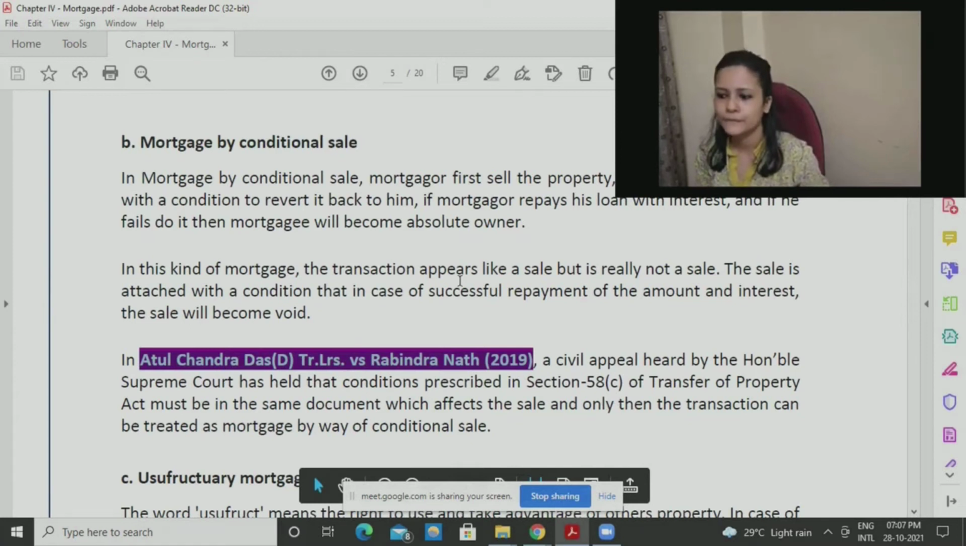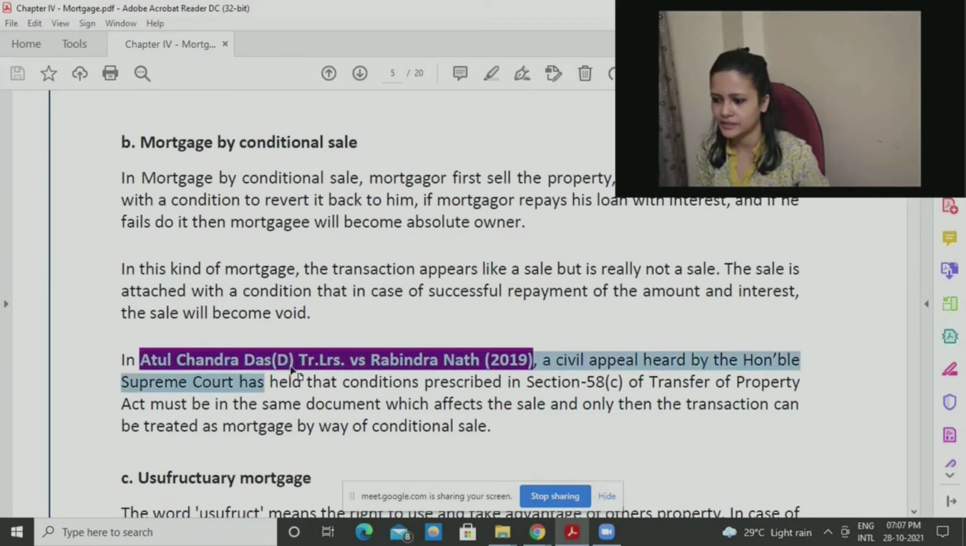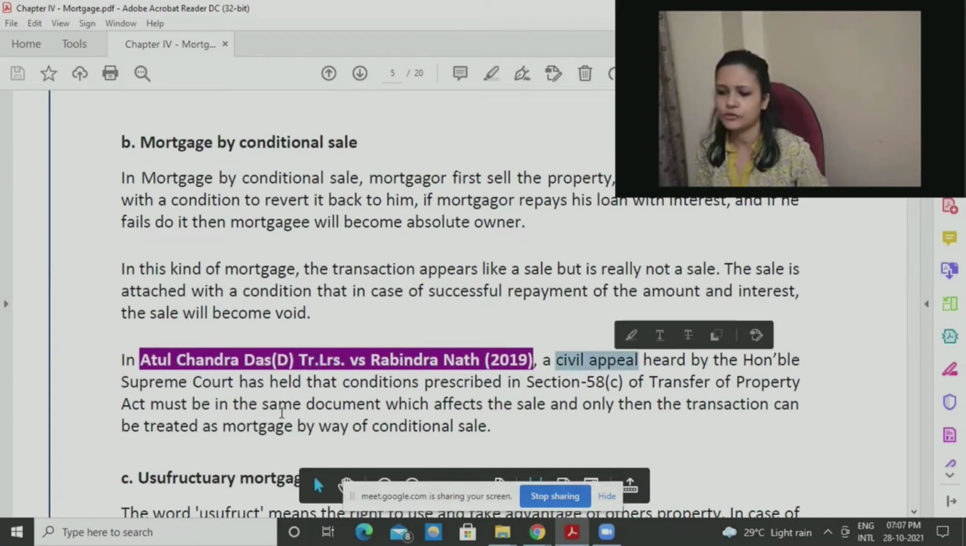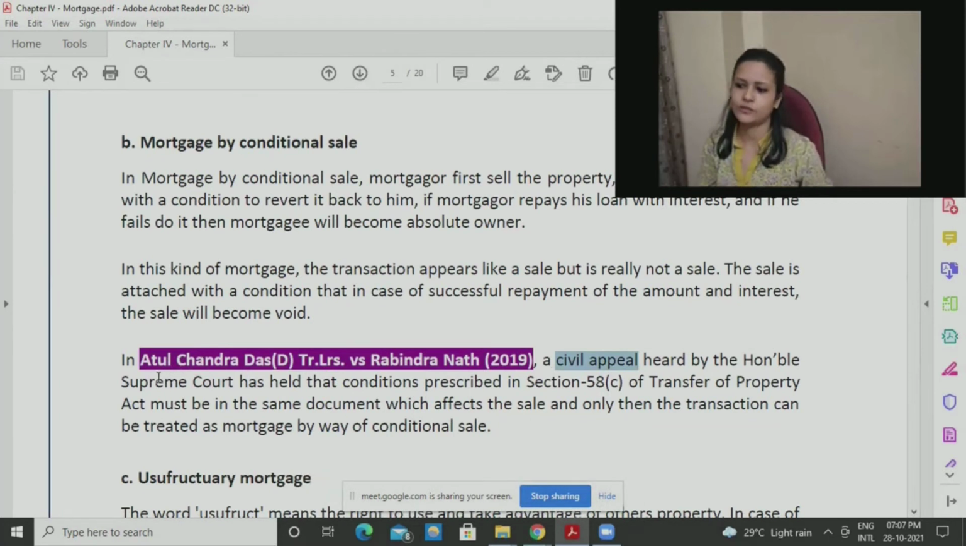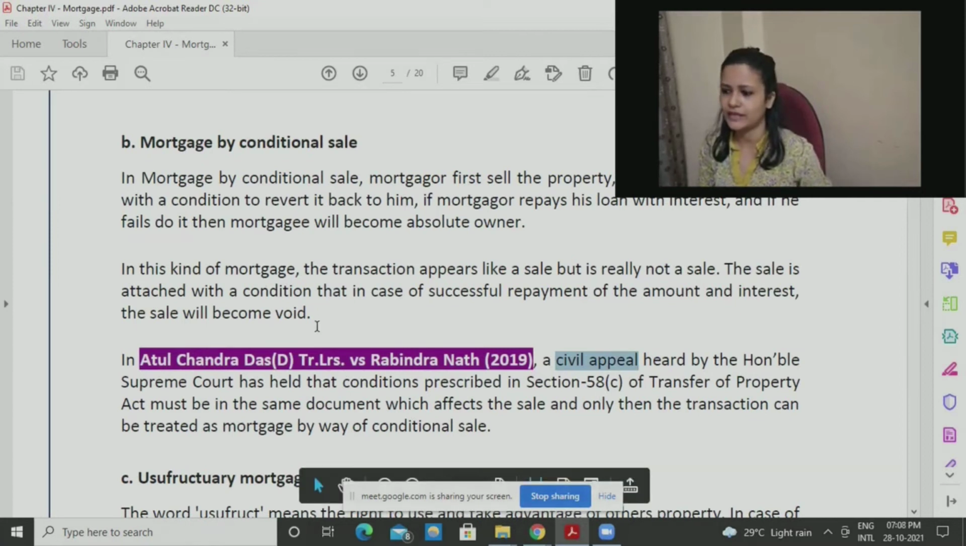What is PRLRS, legal representatives? Yes, through legal representatives. This person died during this transaction. Later on, his legal representatives filed this case, and it was actually an appeal before the Supreme Court of India. This person was alive when the case was filed in the lower court, then in the High Court, then in the Supreme Court. By that time he died, so the legal representatives, not happy with the order, filed the case.